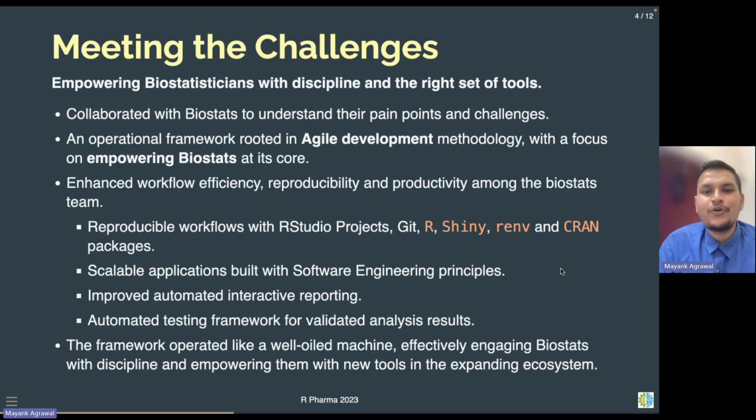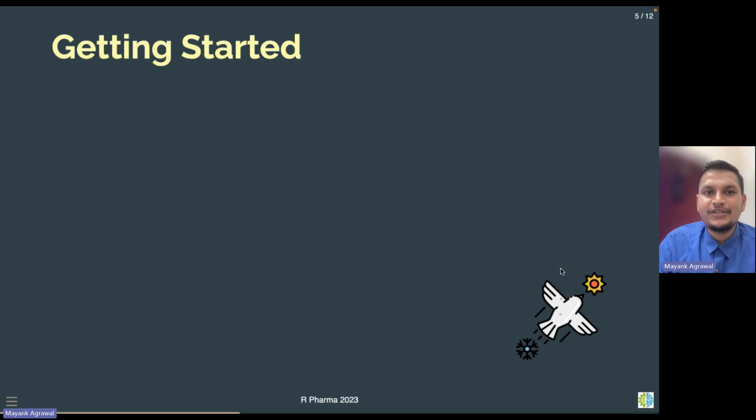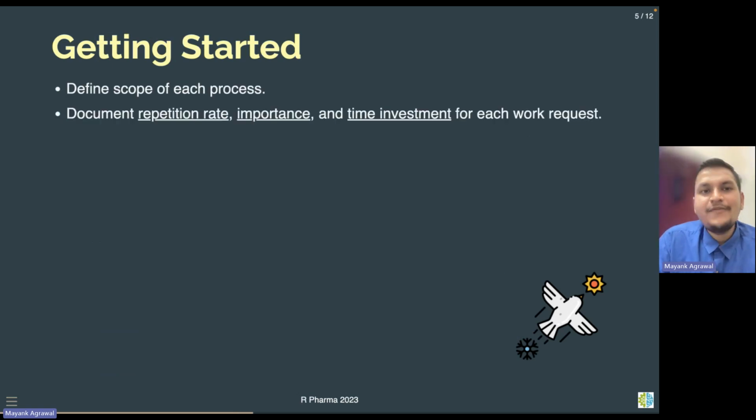This entire workflow operated like a well-oiled machine, effectively engaging biostats with the discipline and empowering them with new tools in their ever-expanding ecosystem. So how did we start for this framework? We defined the scope of each process of their workflow, and then we documented the repetition rate, importance, and investment in terms of time and effort that they needed for each workflow.